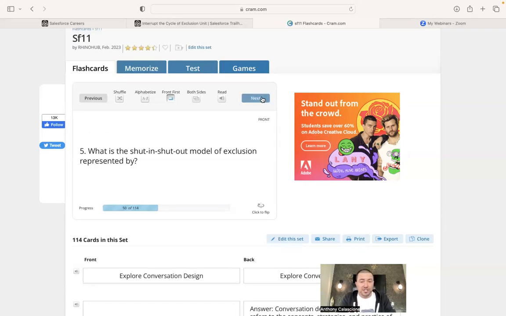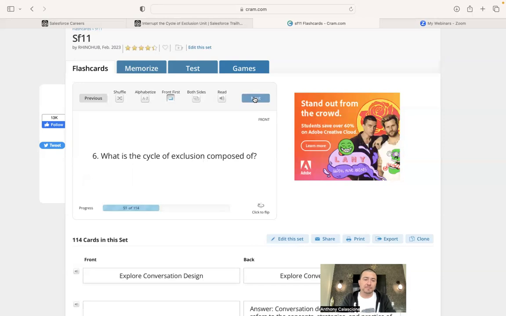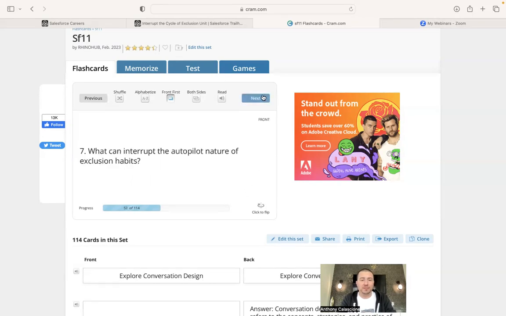What is the shut-in, shut-out model of exclusion represented by? The shut-in, shut-out model of exclusion is represented by a closed circle with the in-group inside the circle and the excluded group on the outside. What is the cycle of exclusion composed of? The cycle of exclusion is composed of 5 interrelated elements: why we make, who makes it, how we make, who uses it, and what we make.